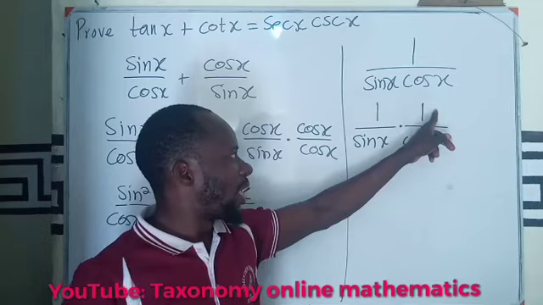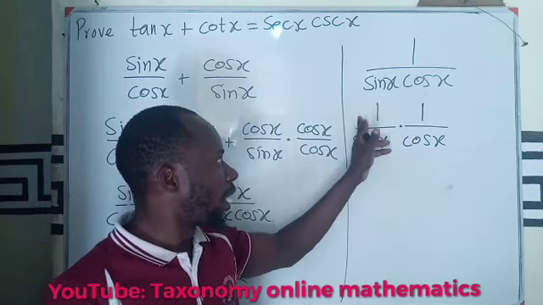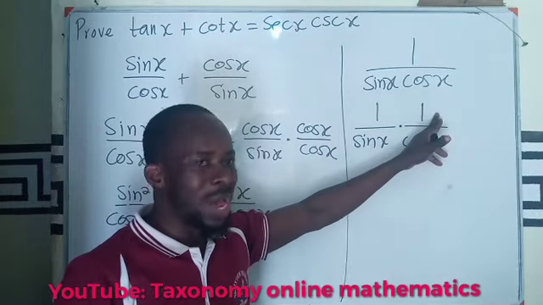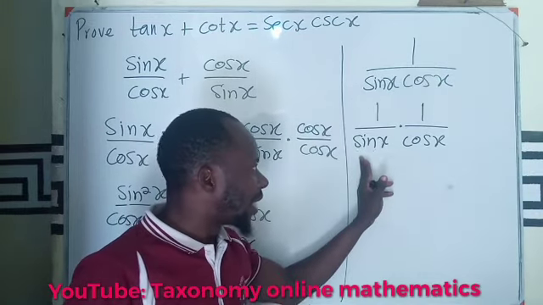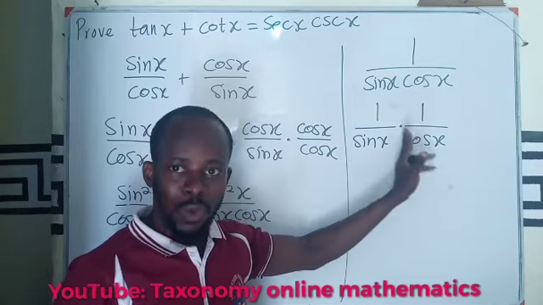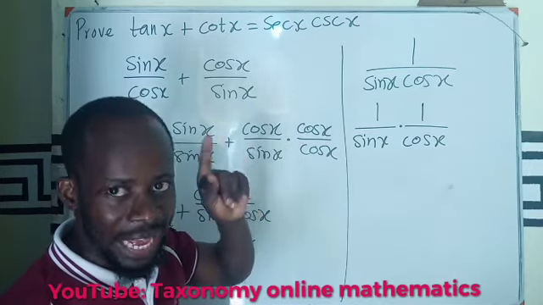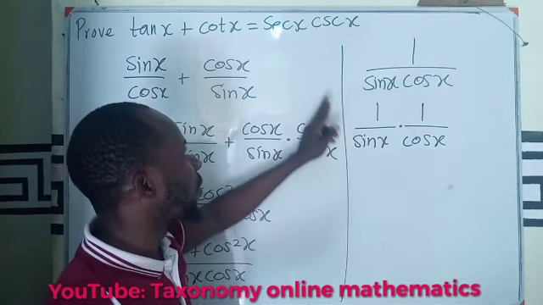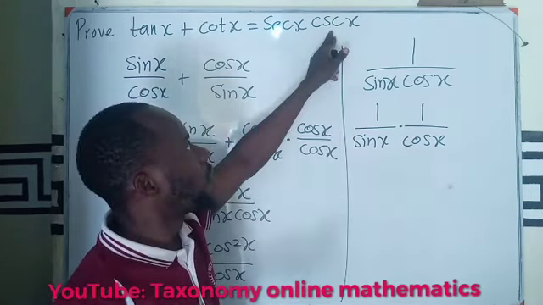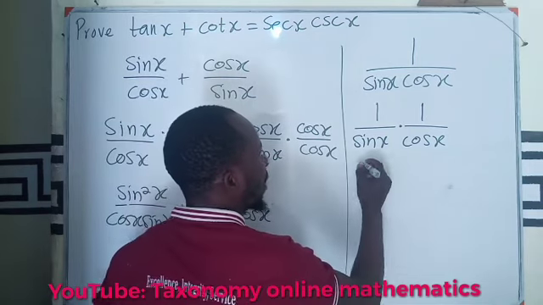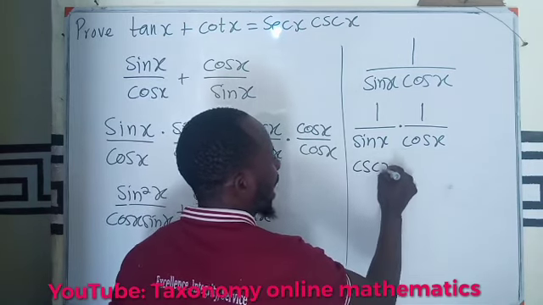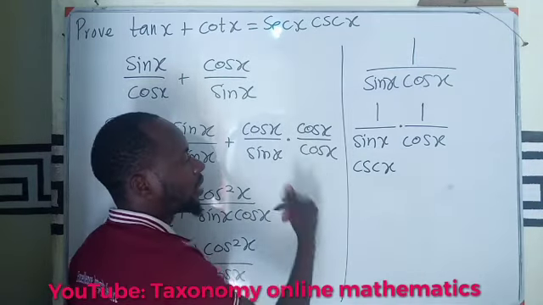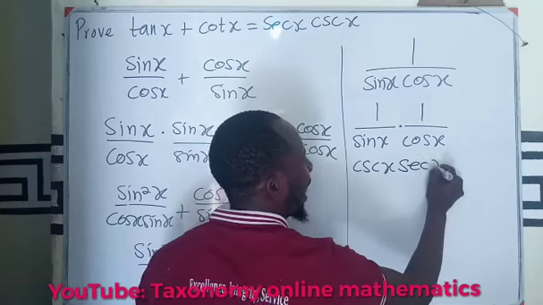You see that when you multiply fractions, it is only the numerators that we multiply together and the denominators together. So 1 times 1 will still give you 1. Then sine times cos will give me sine x cos x. And we know that this is the inverse of sine. The inverse of sine is what? Cosec x. So we are going to have cosec x multiplying the inverse of cos, which is also what? Sec, which is going to be sec x.